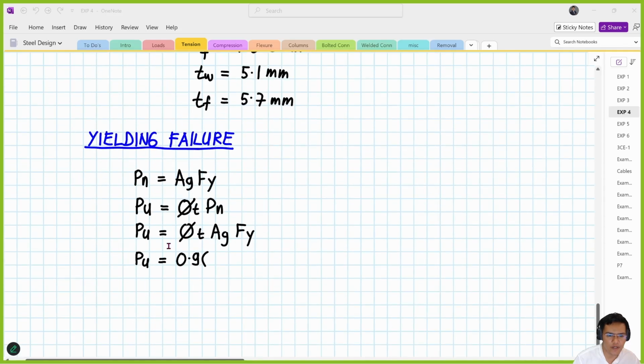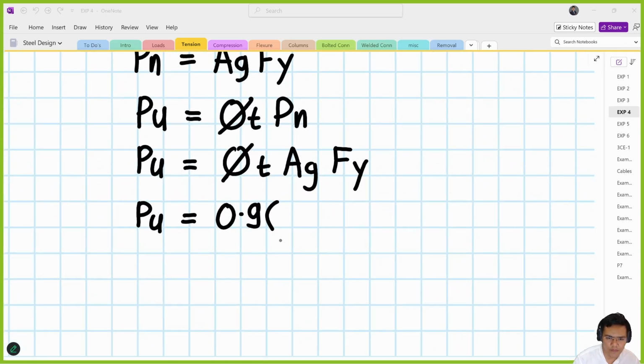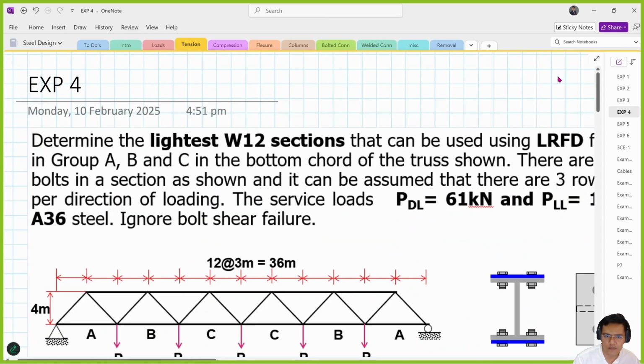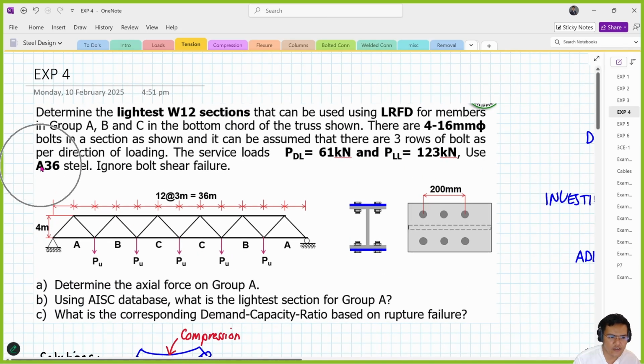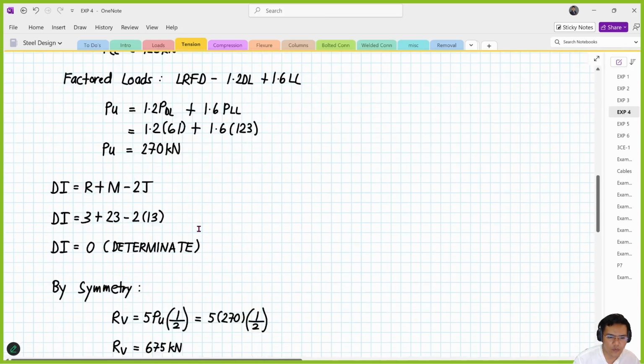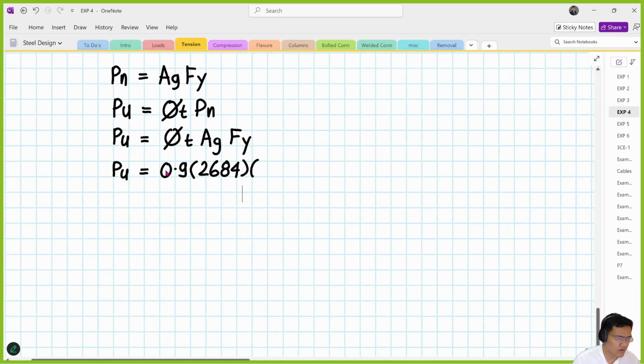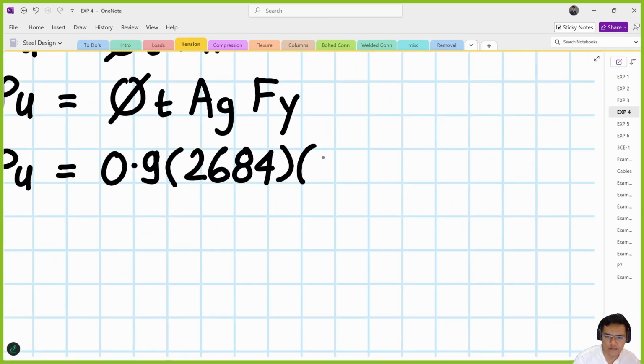2684 millimeter squared. 2684. Okay? And similarly, yung value ng ating F sub Y, yung given natin is 836. Okay, 836 meaning F sub Y is 248. 248. Okay, sige. Tama. 248.